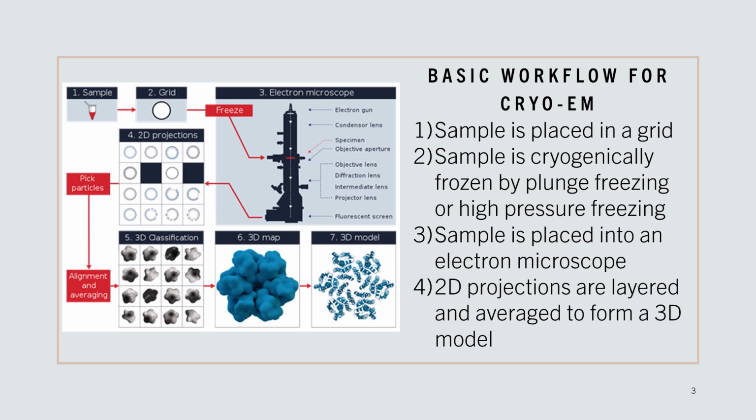This freezing puts the samples in a glass-like state that prevents the formation of crystals and protects the sample from being damaged. Next, the sample is placed into an electron microscope where electron beams are passed through the sample to get 2D projections on the detector. These 2D images are then layered and averaged in computer software to create a 3D map and model of the sample.